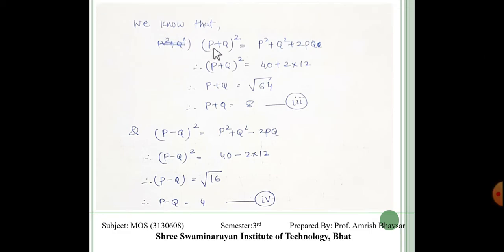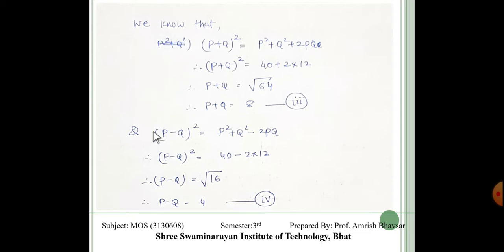So first, (P plus Q) whole square is equal to P square plus Q square plus 2PQ. So we have the value of P square plus Q square and we have the value of PQ. So put the values in this equation. So we will get P plus Q is equal to under root of 64. So P plus Q is equal to 8.